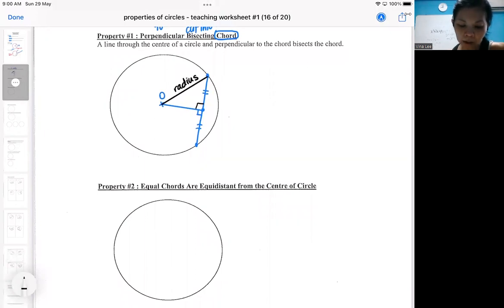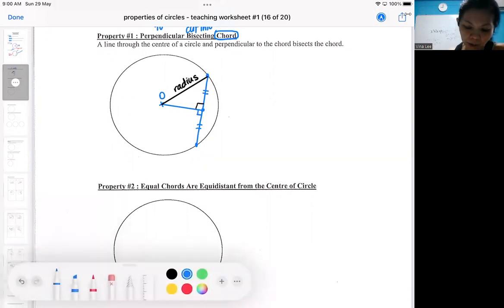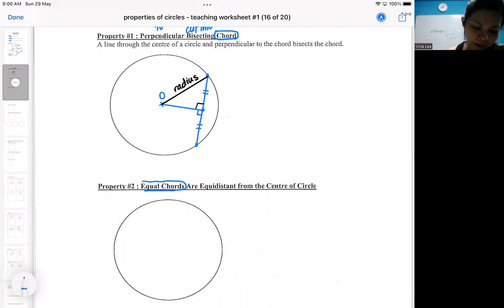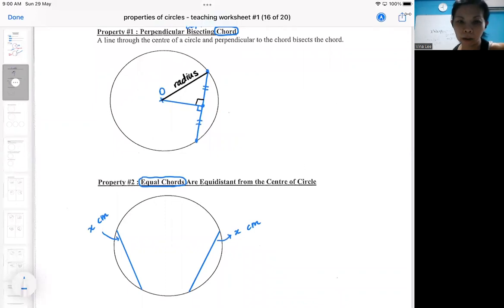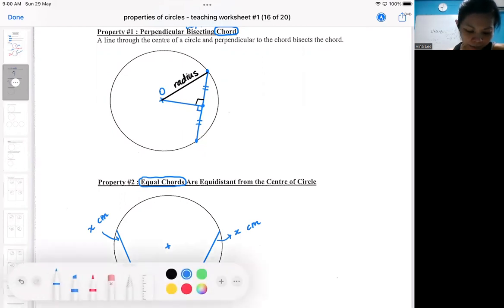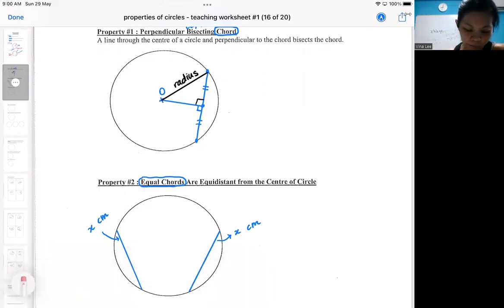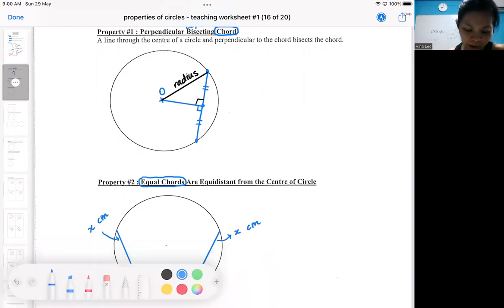So the next property is somewhat related to property number 1. The next property, we are talking about equal chords. That means the chords are the same length. So we are going to explore two chords that are the same length. According to the first property, if I have the center, from the center, I will be able to cut the chord into exactly half.